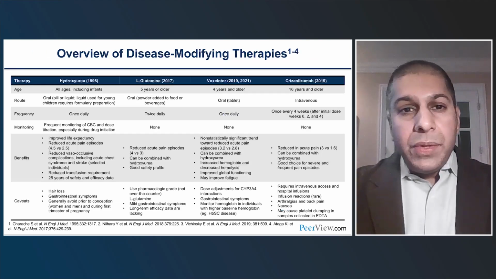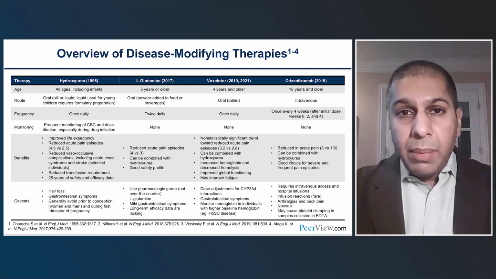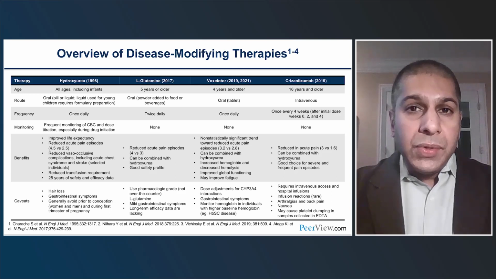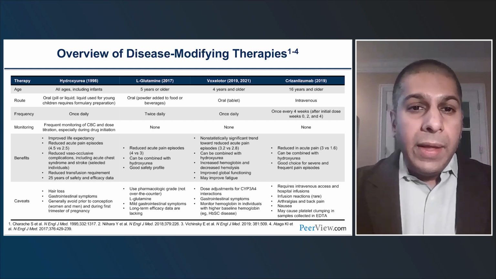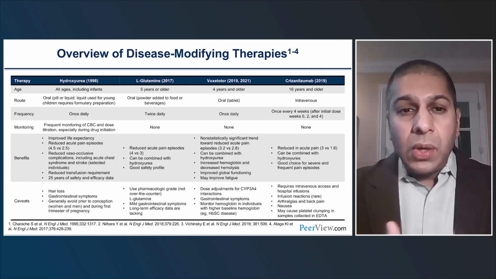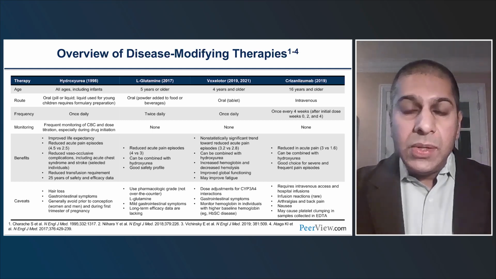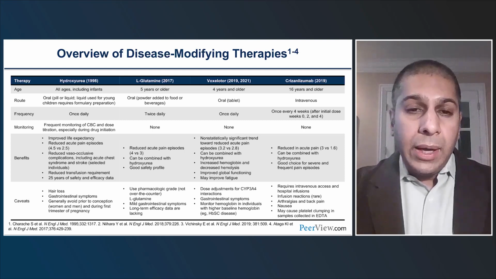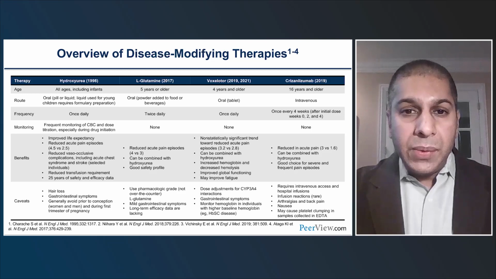This table goes over the different disease-modifying therapies, starting with hydroxyurea, which has been around for about 30 years, and in the MSH study, it was shown to significantly reduce the rate of vaso-occlusive episodes, as well as the rates of acute chest syndrome and transfusion requirements. This was followed by L-glutamine, which is thought to improve the antioxidant systems in the red cells. It's a powder taken twice daily. This also significantly reduced vaso-occlusive episodes.